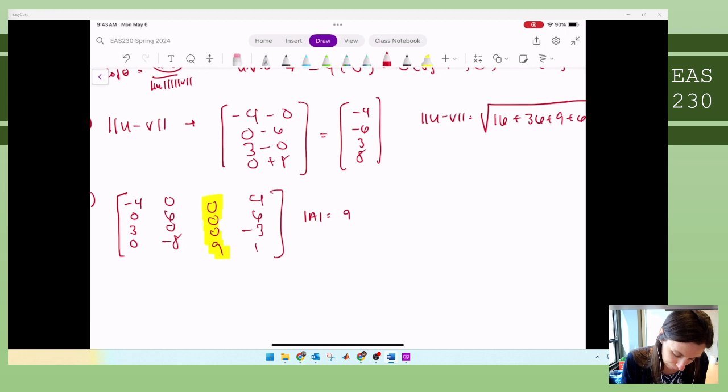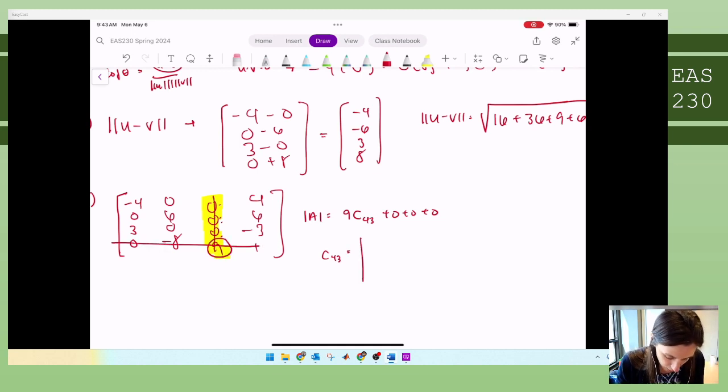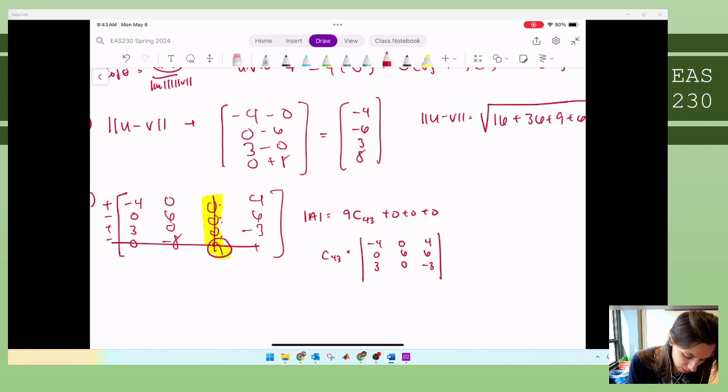So C, it's in row 4, column 3, so C4,3, plus 0, plus 0, plus 0, because all these elements are 0. So C4,3. Remove the row, remove the column. My remaining elements are going to be negative 4, 0, 3, 0, 6, 0, 4, 6, negative 3. And then if I determine my sign, it's going to be plus, minus, plus, minus. So that's a minus, plus, minus. So it's a negative, changing my sign.